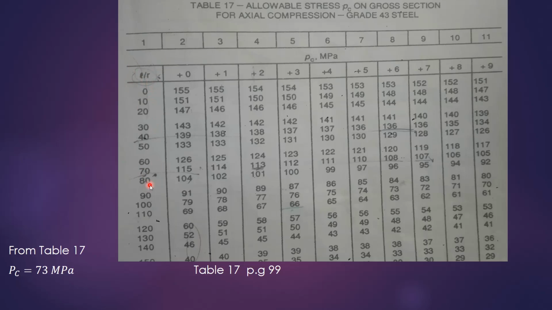Now you go down to 100. We do have 100 here. I said 106 is 100 plus 6, right? Then you come here horizontally. You've got plus 0, plus 1, plus 2, plus 3, plus 4, plus 5, plus 6. Then you come down, that's the vertical, and then you go horizontally to 100. So that is 73. That's how we got 73 as our allowable stress.